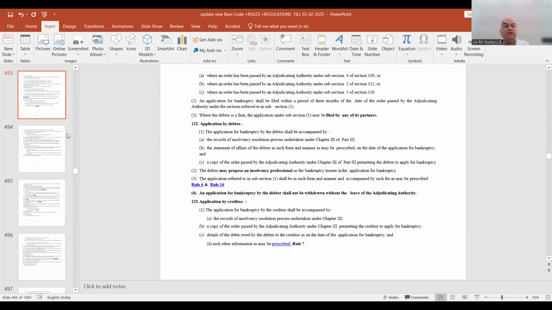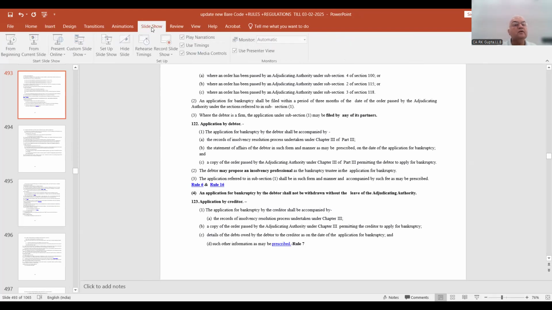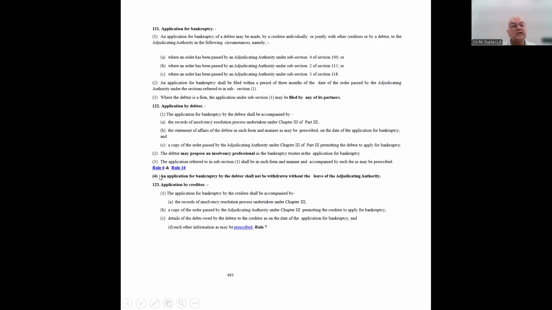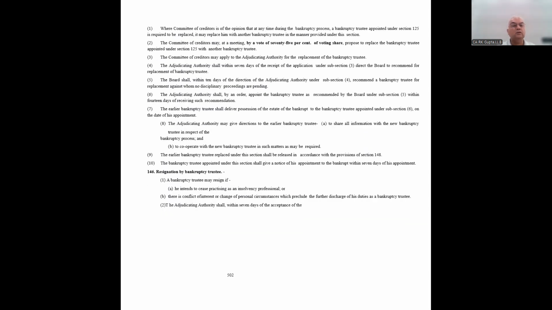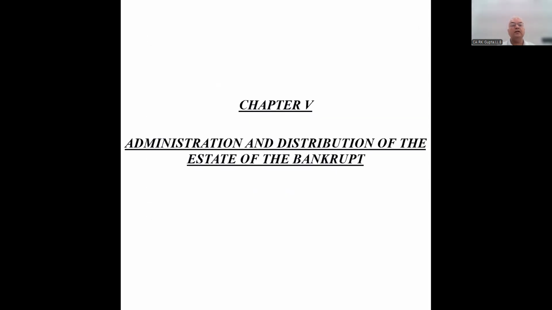So these sections I think we have already seen, and now we can directly move to. So as you can see, I have linked the relevant rules and regulations, है ना? अब जैसे ही उस पर क्लिक करेंगे तो that rule or regulation will open. Now let us go directly to chapter 5. Chapter 5 talks of the administration and distribution of the estate of the bankrupt, because that is the most important activity, and that is why it has been kept separately in a separate chapter.